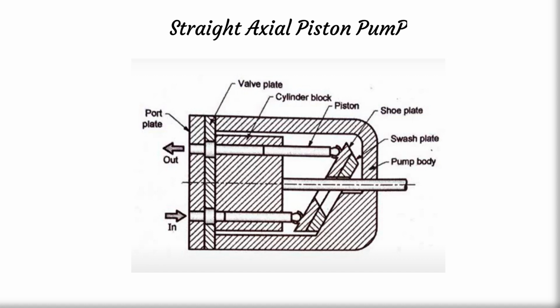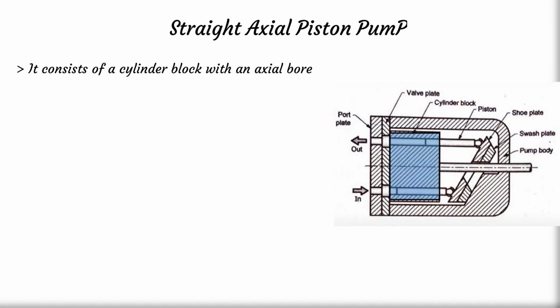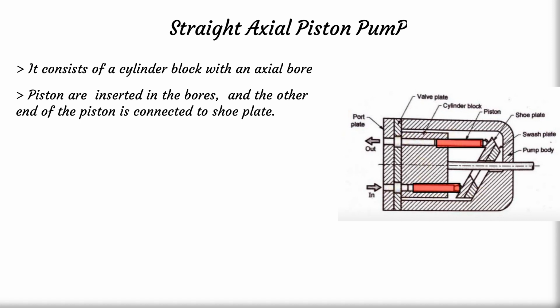This is the diagram for the straight axis piston pump and it consists of a cylinder block with an axial bore. This blue one is a cylinder block and this axial bore is simply a hole. It is called an axial bore because it is parallel to the axis of the rotating cylinder block, and it consists of a piston.